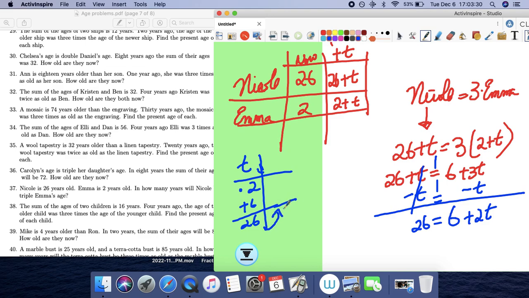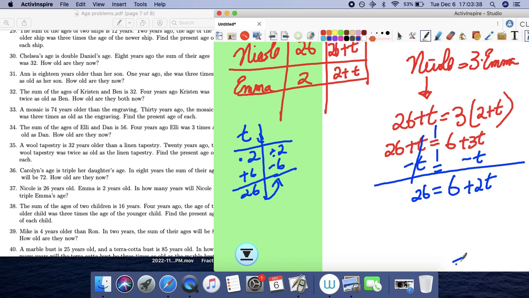Inverse operation, right? The method we're using to solve this. So I'm going to subtract 6 from both sides, and then I'm going to divide both sides by 2. By doing that, it's going to make my equation look like this, right? The 6 is going to disappear, the 2 is going to disappear, and my variable is going to be isolated. That's what we want to do.